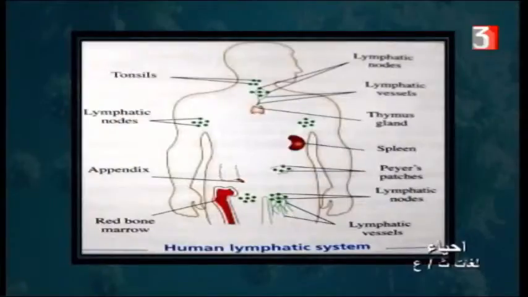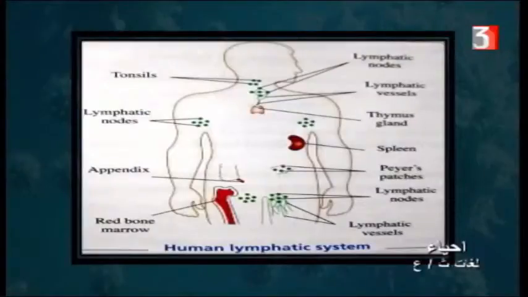Number two, lymphatic nodes in the underarm. Also, lymphatic vessels found in front of the larynx, in the pharynx position. Under the two arms, there are lymphatic nodes. The spleen is the most important organ in the lymphatic system. It produces lymph.